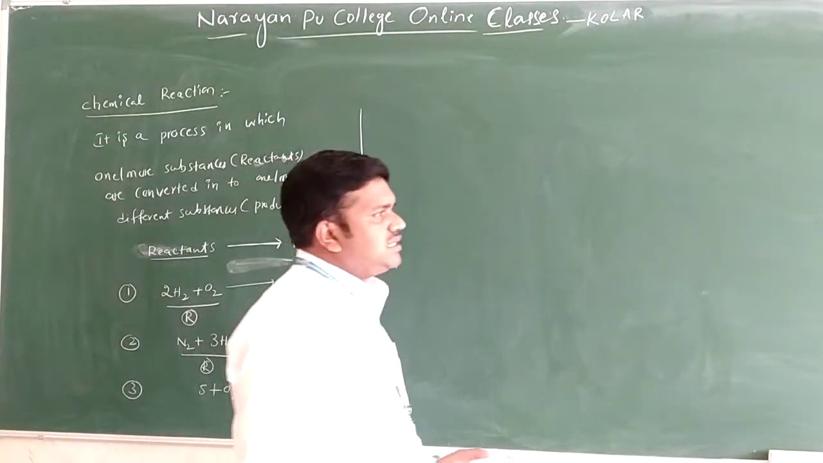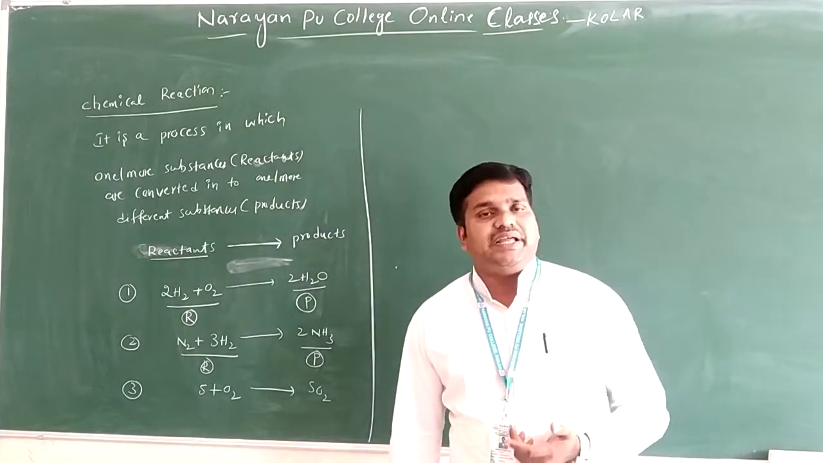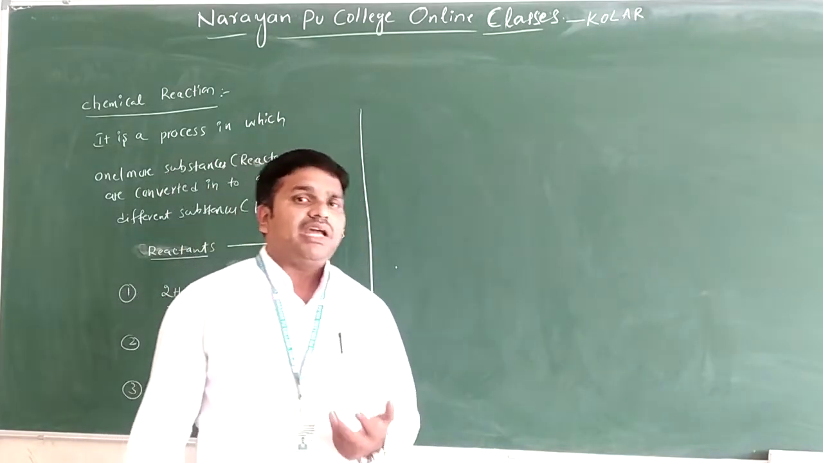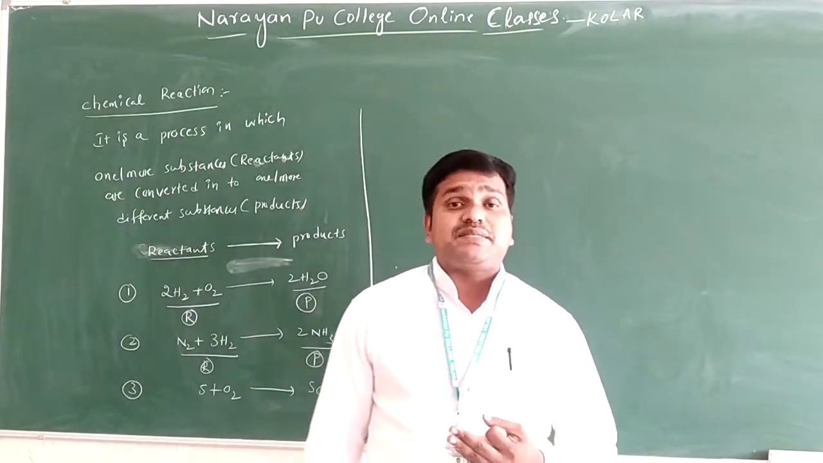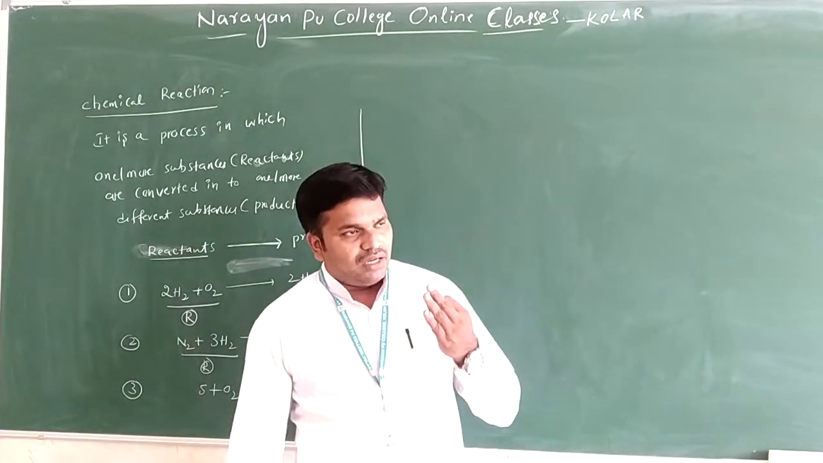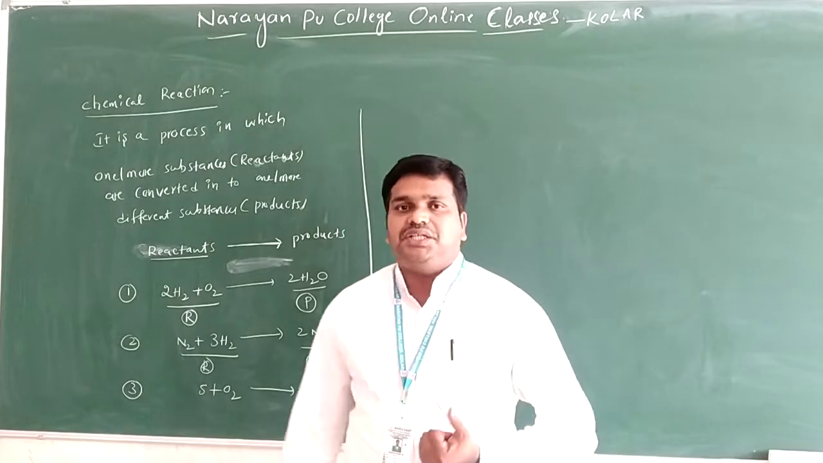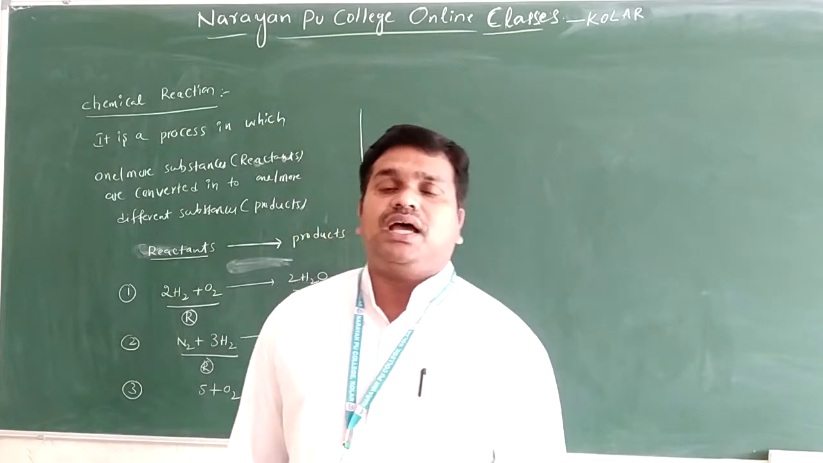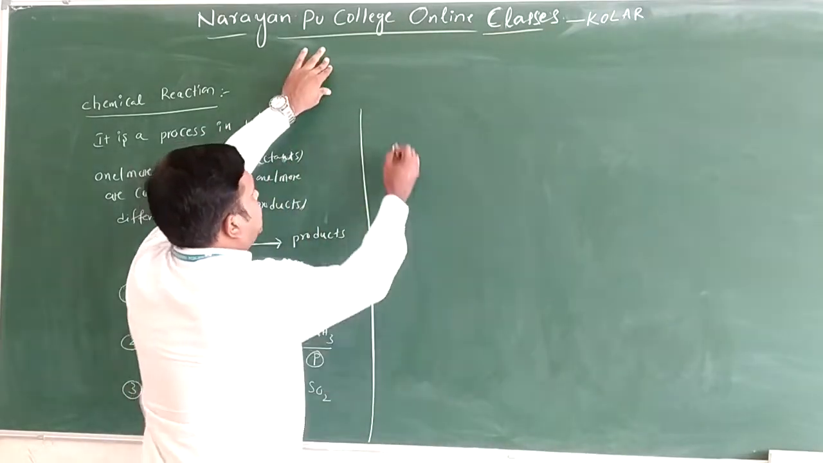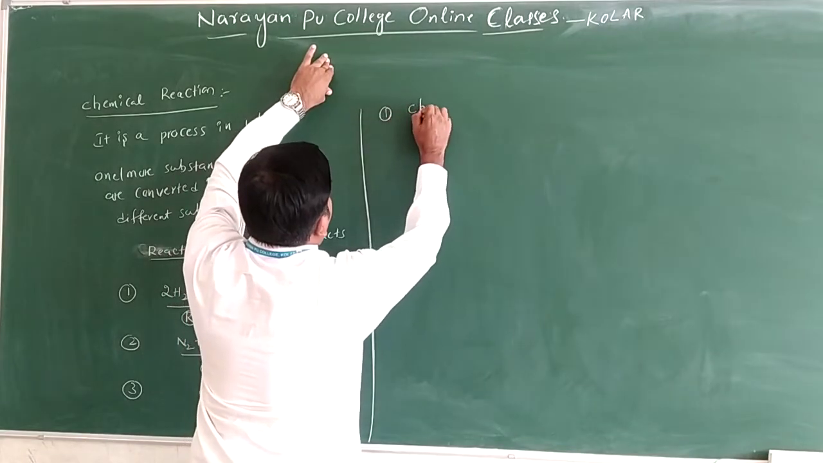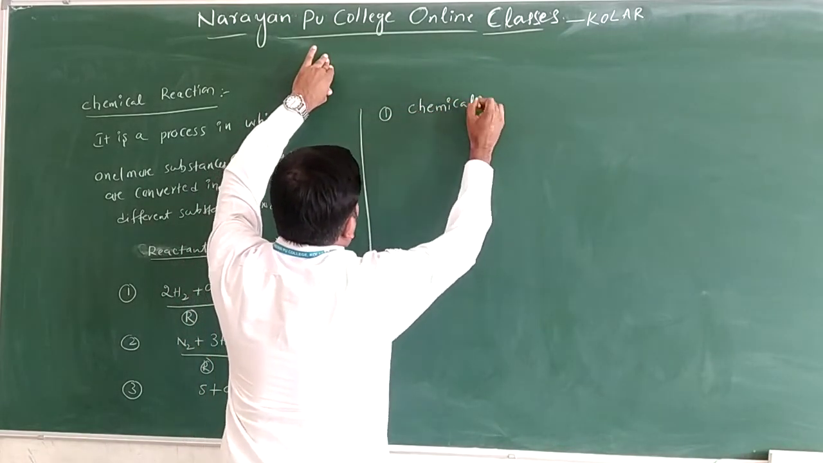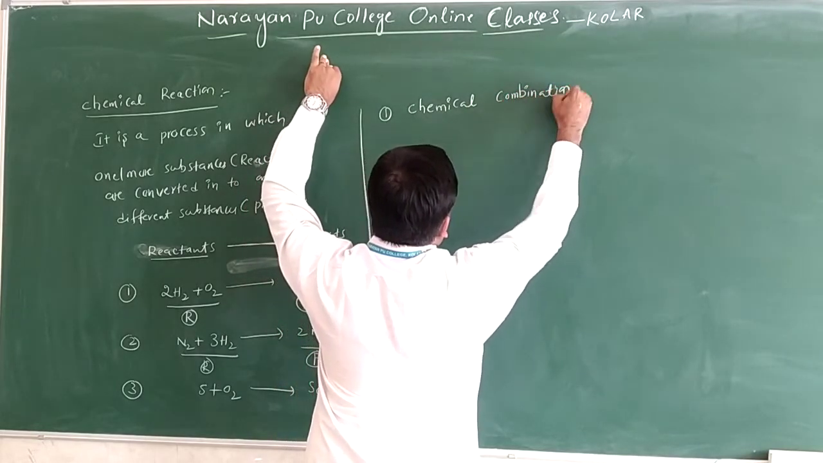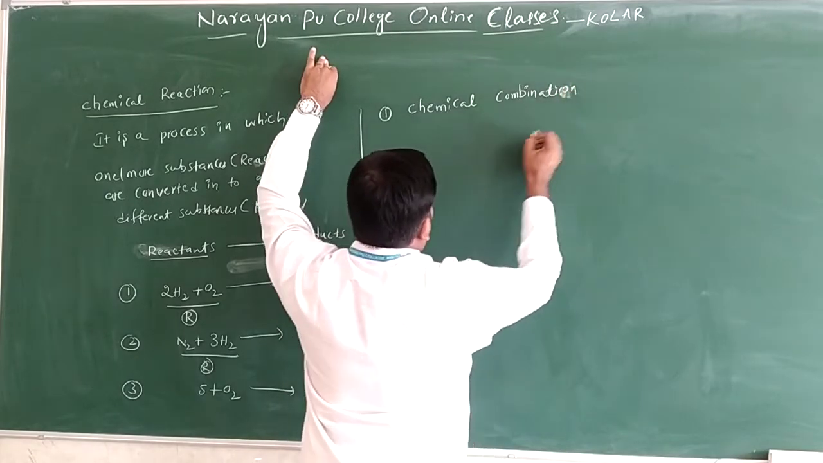Generally, into how many types are chemical reactions classified? We have chemical combination reaction, chemical decomposition reaction, chemical displacement reaction, double displacement reaction, and neutralization reaction. In total, five types of chemical reactions are there. The first one is the chemical combination reaction.